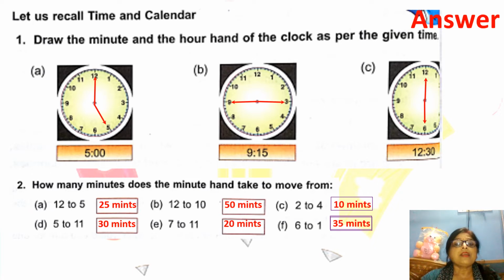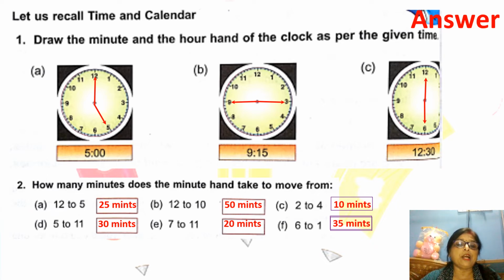My dear student, this is the slide of the previous question. Here I have drawn it. It is 5 o'clock. So the long hand is at 12 and the hour hand is at 5, and it is 5 o'clock. In this question, it's 9:15. The smaller hand is at 9 and the bigger hand is at 3. So 5 minutes, 10 minutes and 15 minutes. So it is 9:15. Again, 12:30. The smaller hand is at 12 and the bigger hand is at 6. Now it is 12:30.